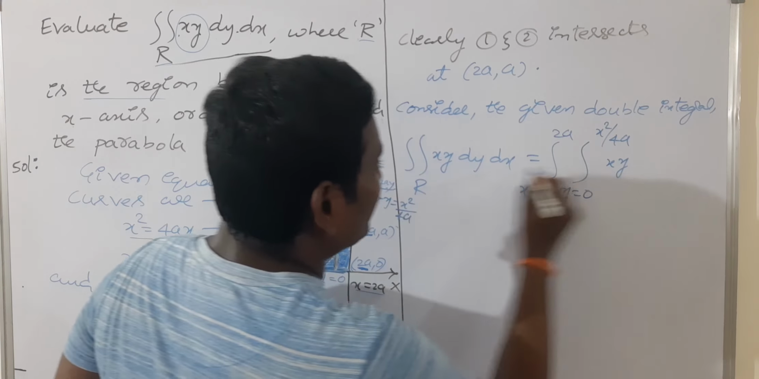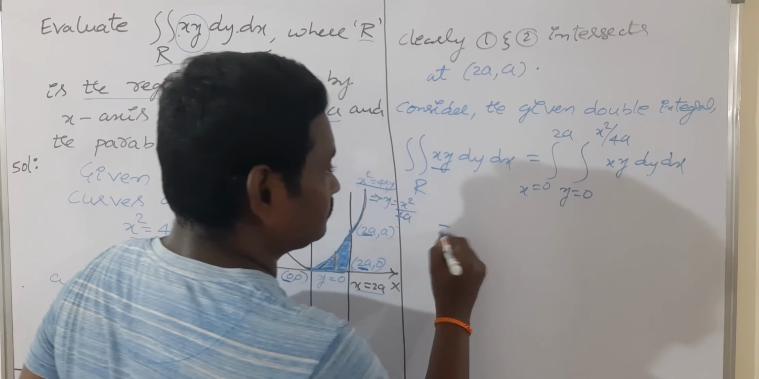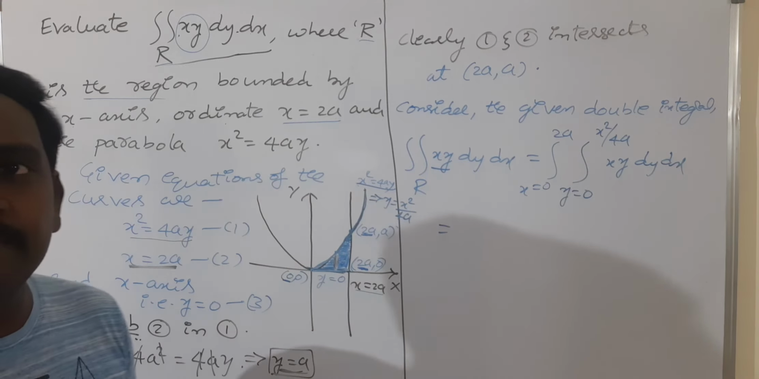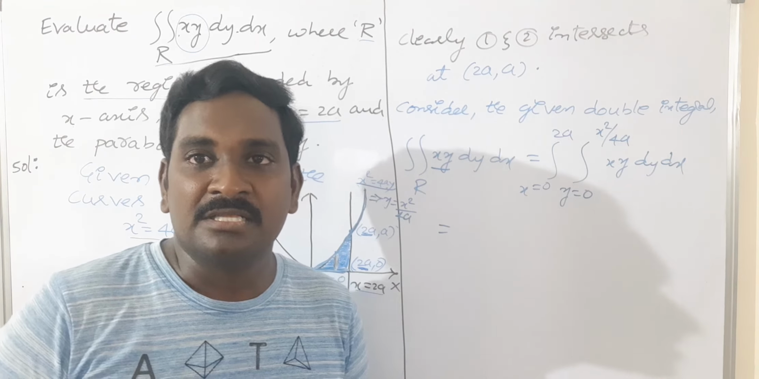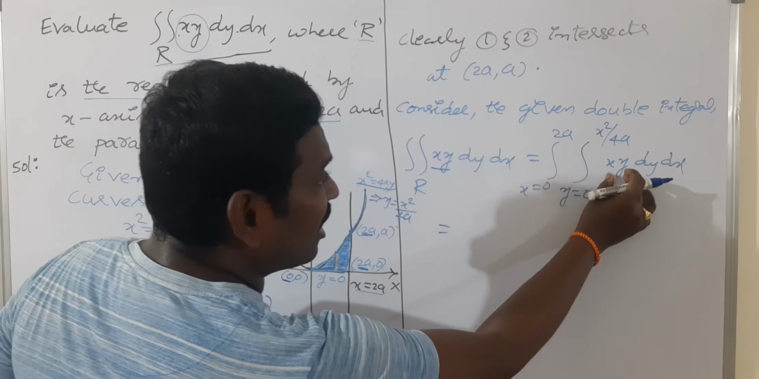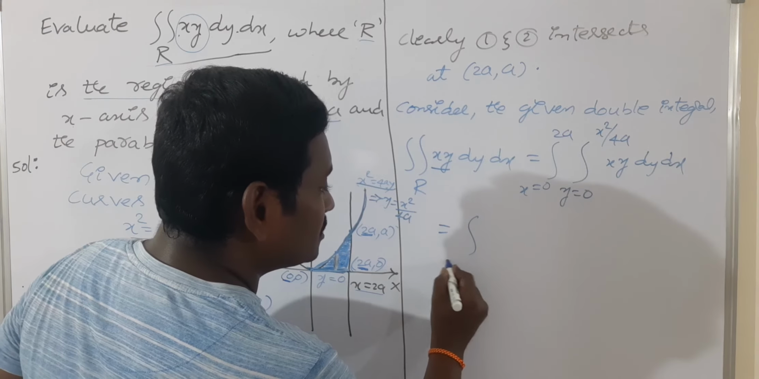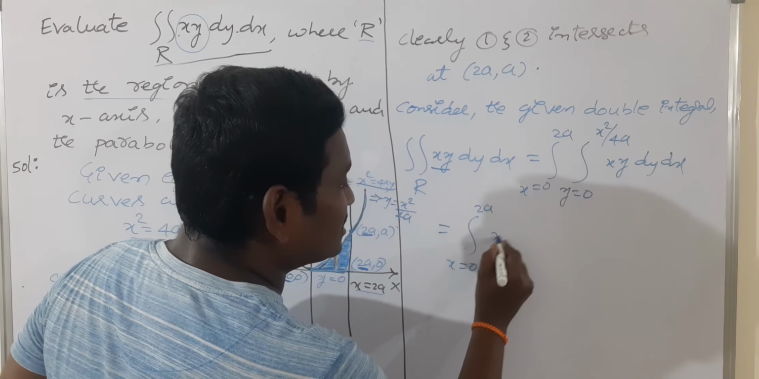So what is the given function? xy dy dx. So we got the limits from the region. So it is enough to complete the simplification of the integration. That's enough. Okay. First take the integration of xy with respect to y. So x is equal to 0 to 2a. In this case x is constant.